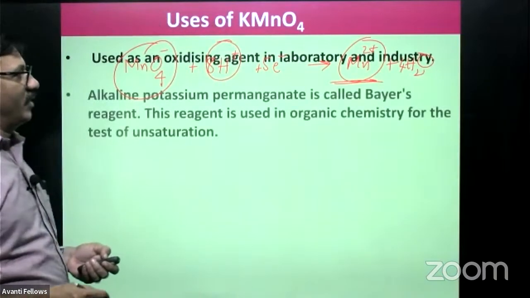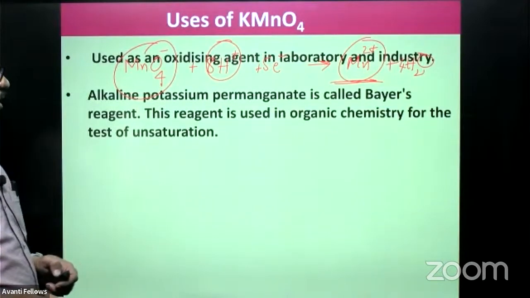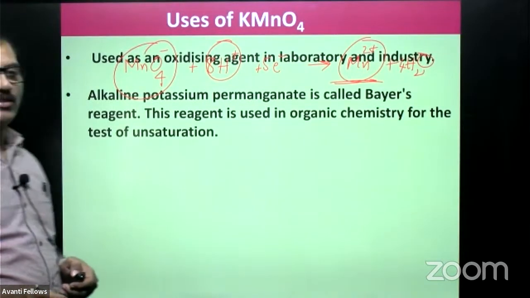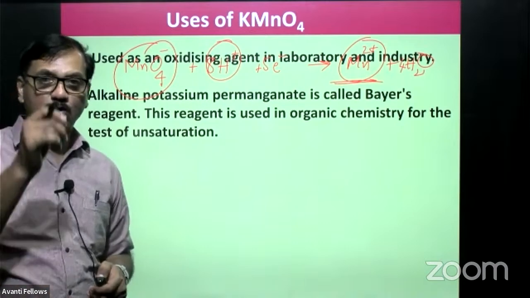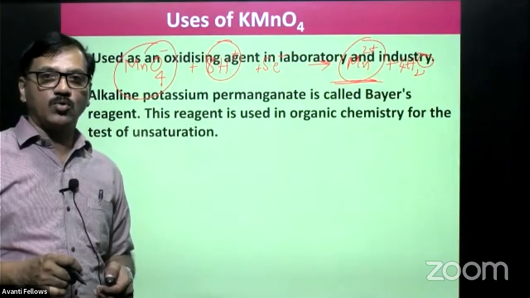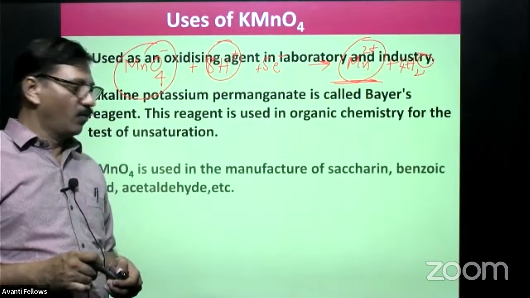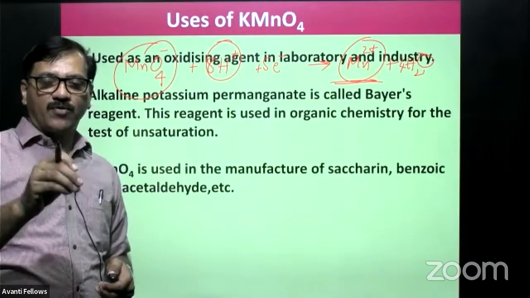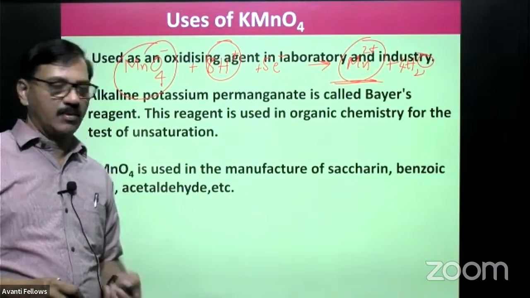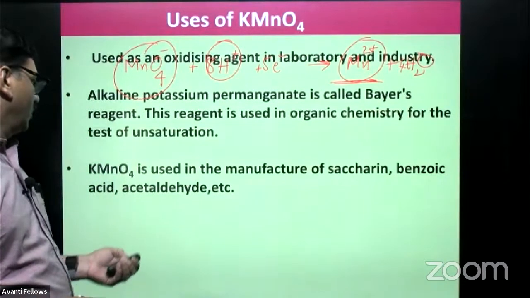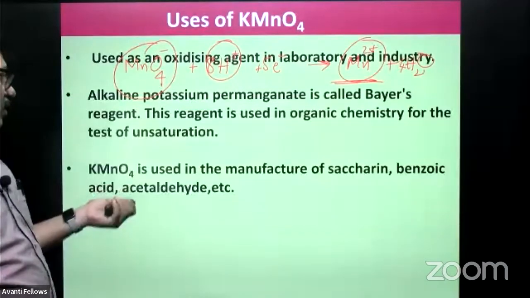It is used as a laboratory reagent and in industries. Alkaline potassium permanganate in dilute solution is Baeyer's reagent. It is used for testing unsaturation. If you add it to an unsaturated compound, the KMnO4 becomes colorless. It is also used in the manufacture of saccharin, the artificial sweetener, and of benzoic acid and acetaldehyde. In organic chemistry, we use KMnO4 with H2SO4 as an oxidizing agent.